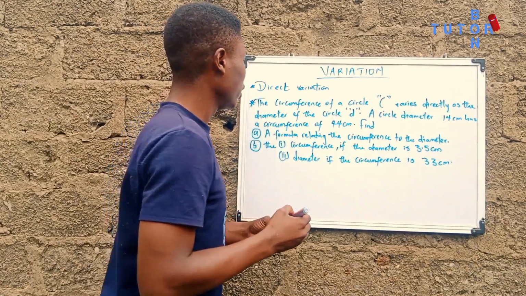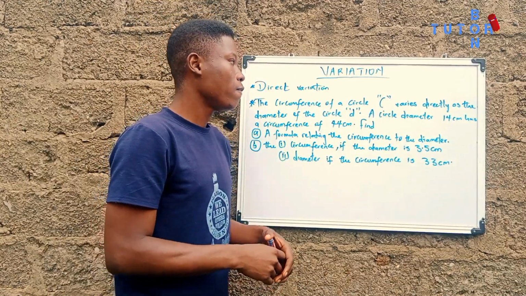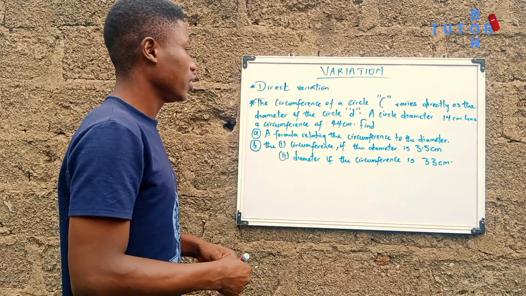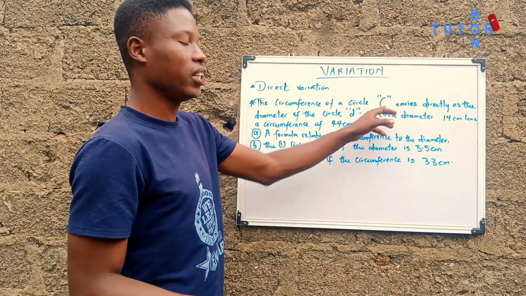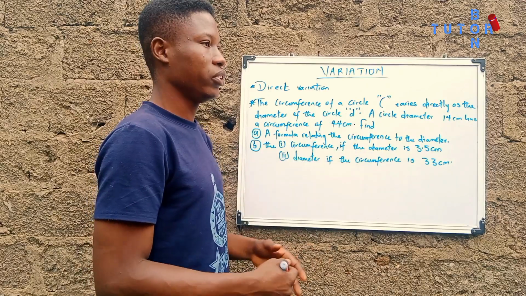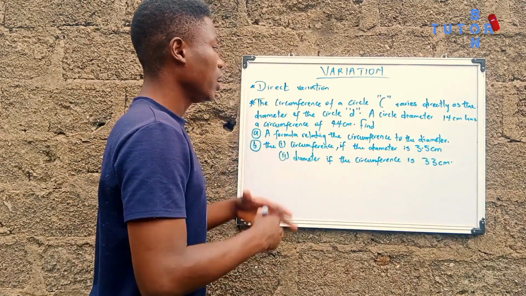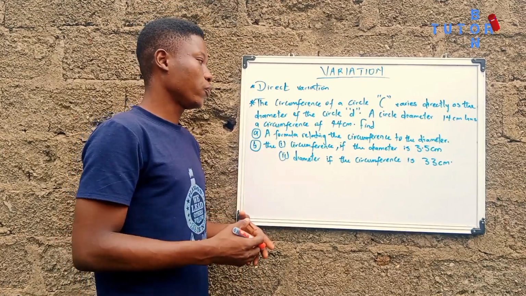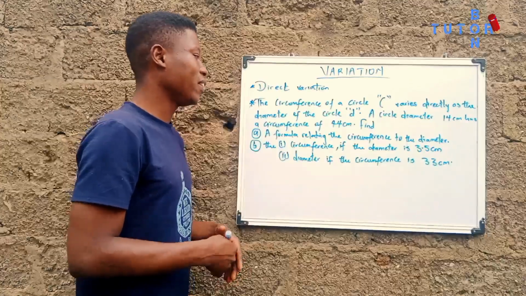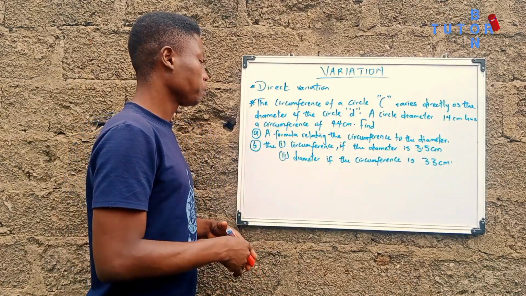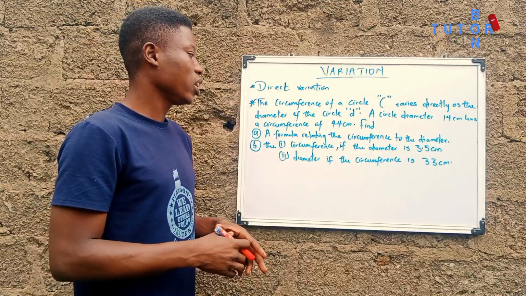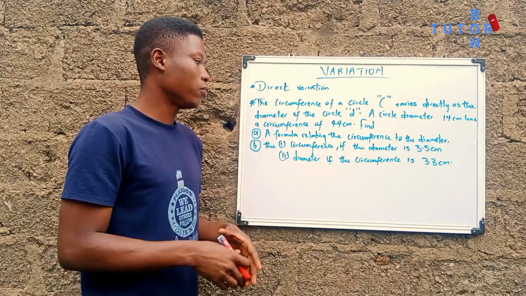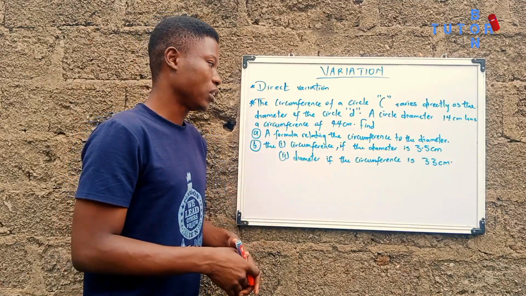The question says, the circumference of a circle C varies directly as the diameter of the circle D. That is, the circumference of the circle is represented as C and the diameter is represented as D. It now says a circle of diameter 14 centimeters has a circumference of 44. A, find a formula relating the circumference to the diameter. B, the circumference if the diameter is 3.5 centimeters. C, the diameter if the circumference is 33 centimeters.